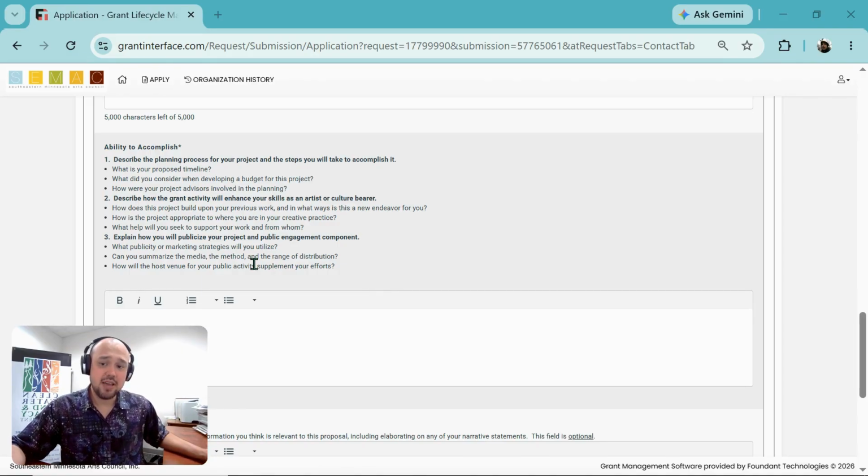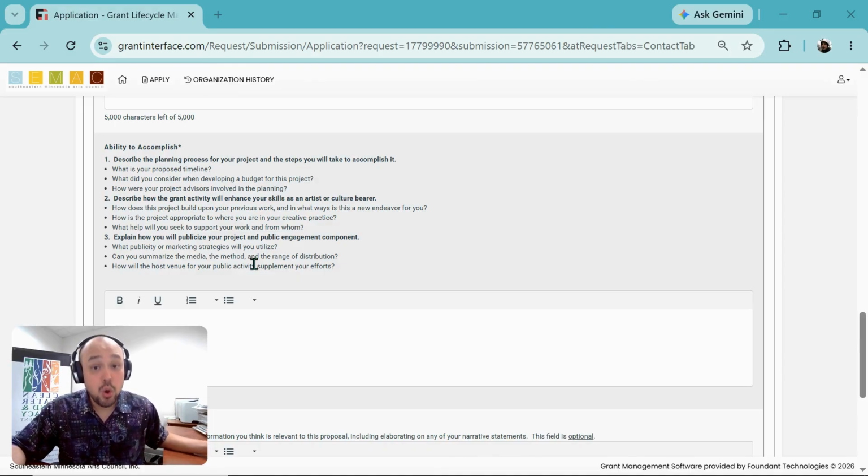So, the general takeaway for this last criterion: these two responses approach the criterion differently, but they share one important quality. Both help reviewers feel confident that the project can be successfully accomplished. Neither applicant simply says they're capable of completing their work. Instead, they demonstrate that capability through thoughtful planning, realistic timelines, appropriate partnerships, and clear explanations of how the project will move from concept to completion.